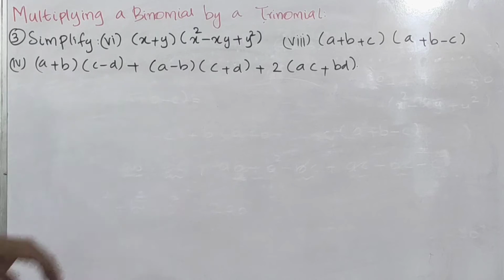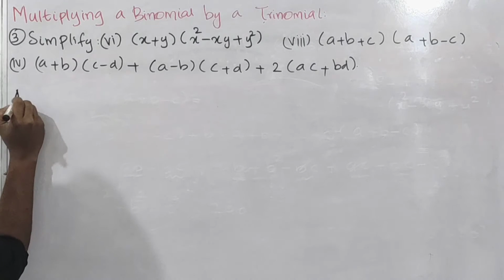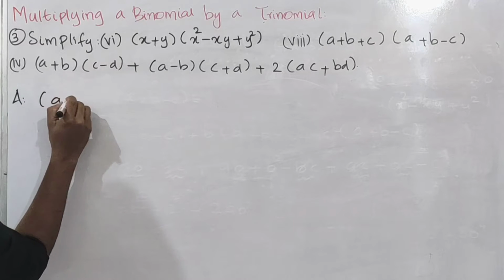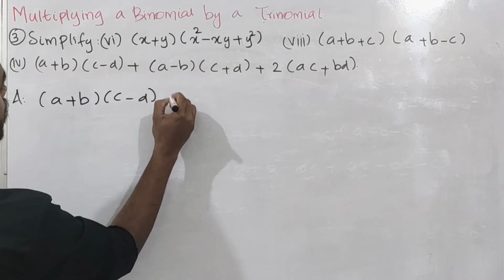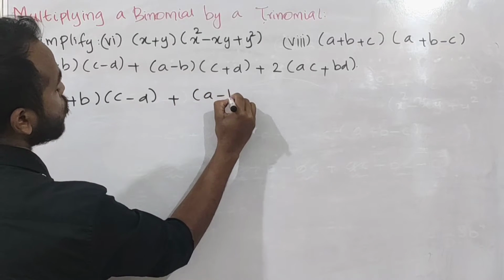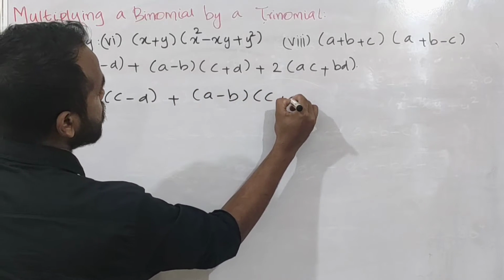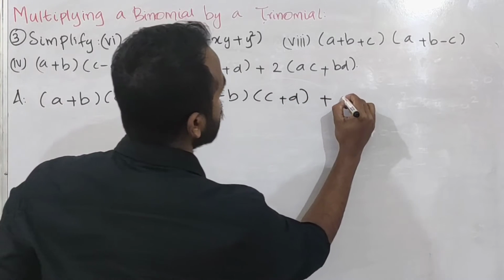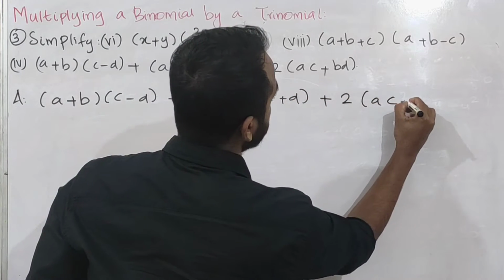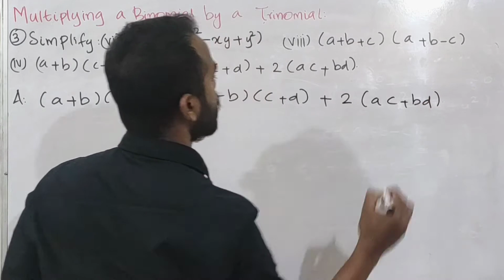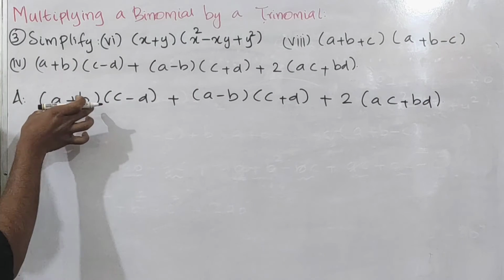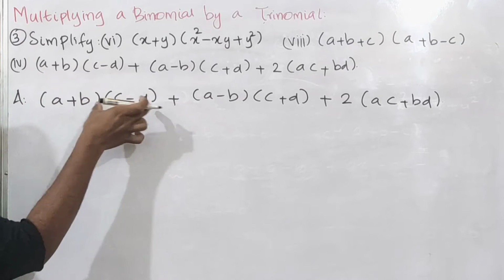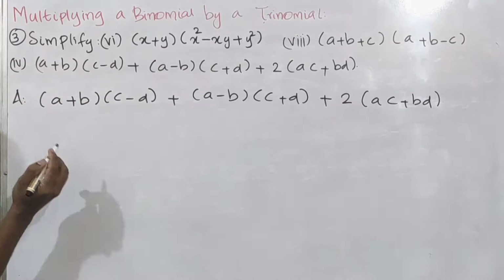A plus b into c minus d. So let's write the answer. First we need to multiply a plus b and c minus d. Then a minus b into c plus d plus 2 into ac plus bd. So let's see how this will be coming. This is the product multiplication of a binomial by another binomial, which we have already done.